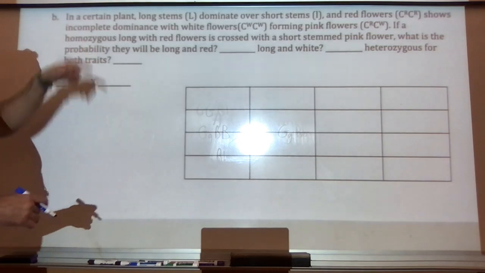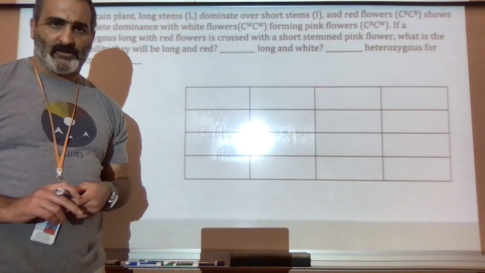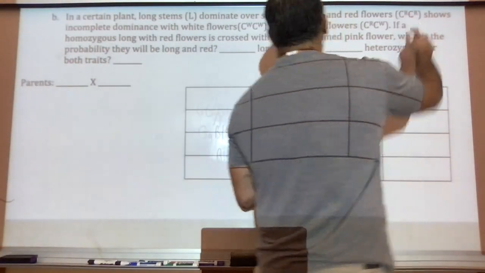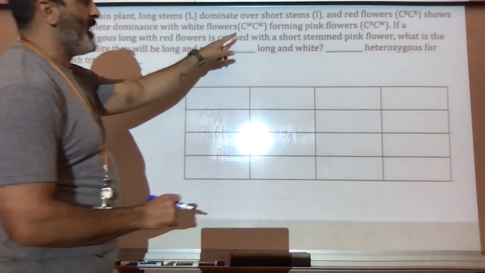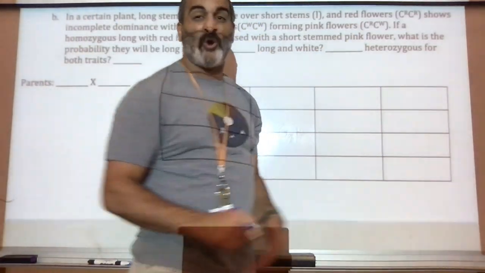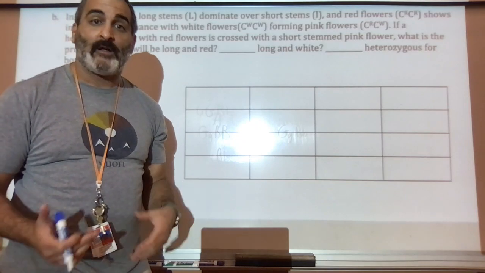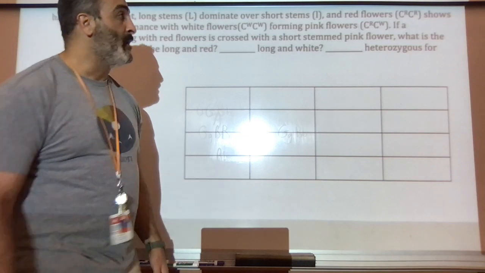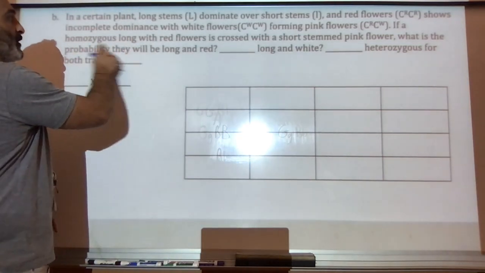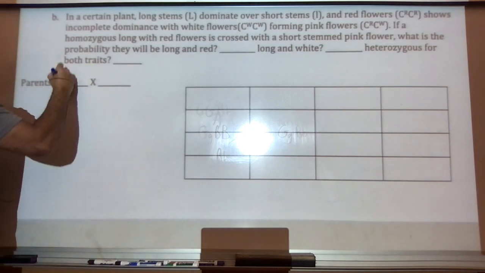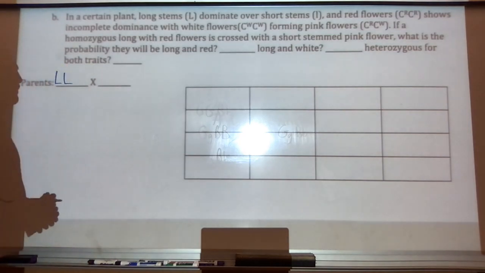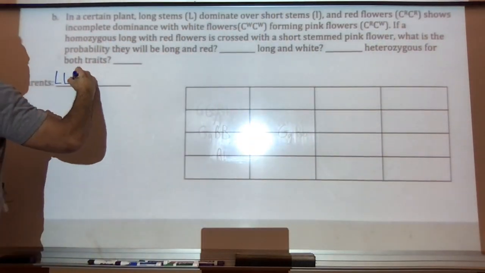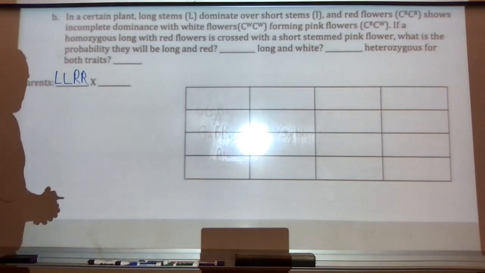Okay. First one. In a certain plant, long dominates short stems. Red flowers, 2 capital R's, show incomplete dominance with white, WW, forming RW, which are pink. So RR, red, WW, white, RW, a red and a white, in this case, gives you pink. If a homozygous long, that's one of the pairs. Homozygous means the same. That's homozygous long. Red flowers is 2 R's. That's long and red right there.